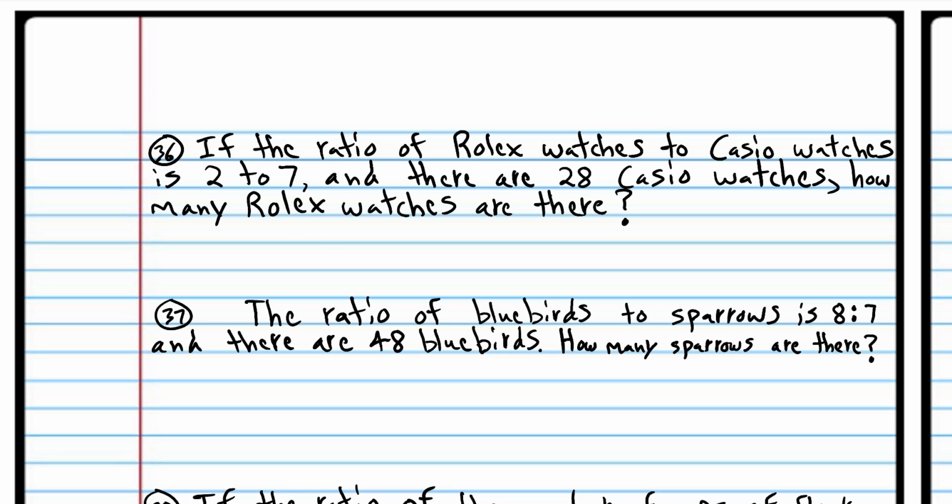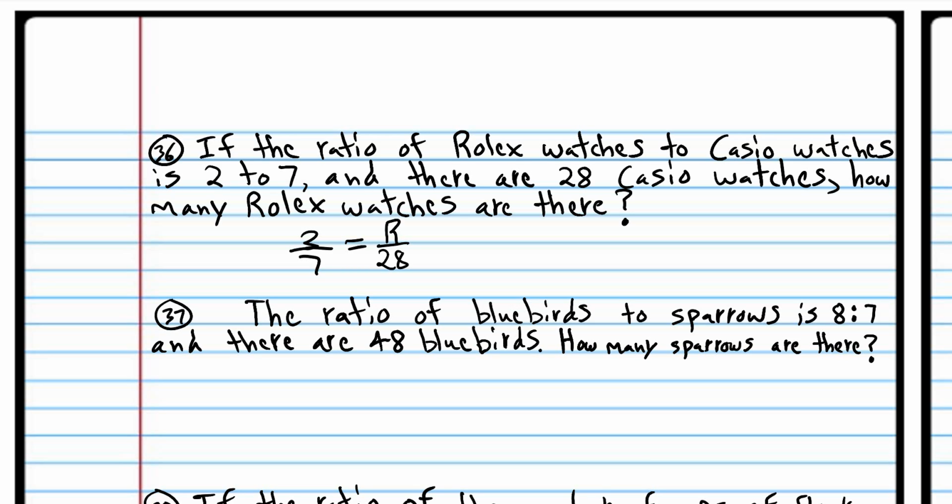So 2:7, right, 2 over 7, and then there are 28. So it says Rolex watches to Casio watches. So the 2 represents the Rolex watches, and the 7 represents the Casio. So we have 28 is the Casio watches. These two numbers have to be both in the bottom or both in the top, on the same level, because they both represent Casio watches. We'll just write R for Rolex watches.